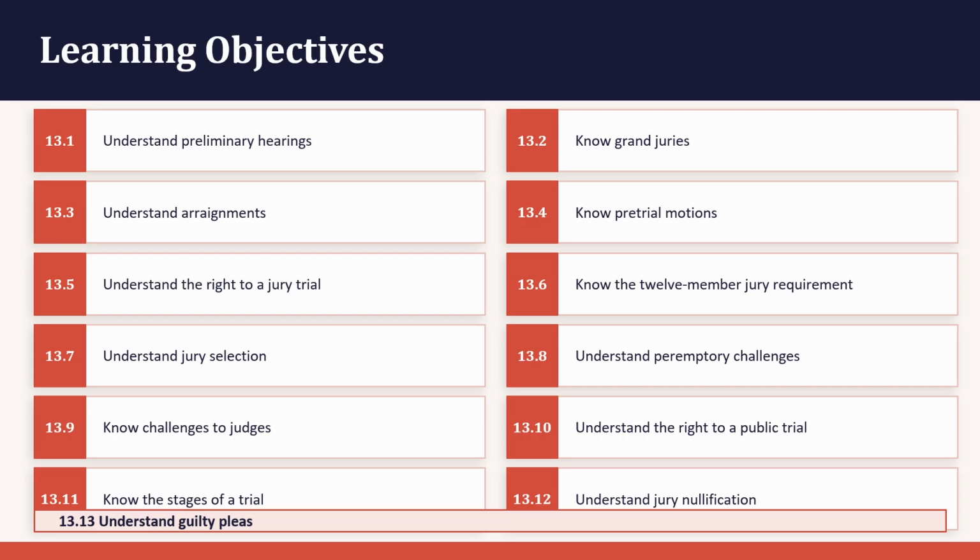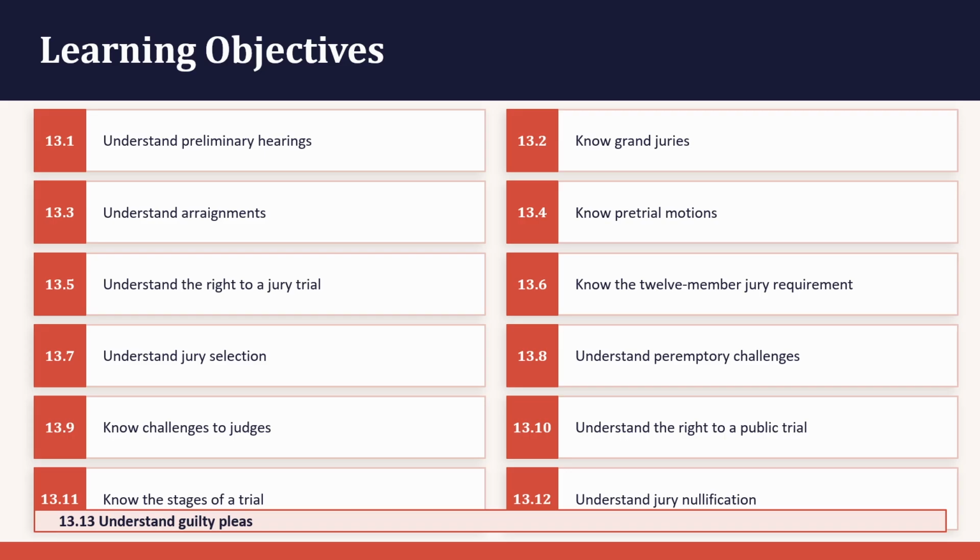Objectives 13.5 and 13.6 address when a jury trial is constitutionally required and the minimum number of jurors. Objectives 13.7 and 13.8 cover jury selection, including the fair cross-section requirement, the equal protection, voir dire, and Batson.